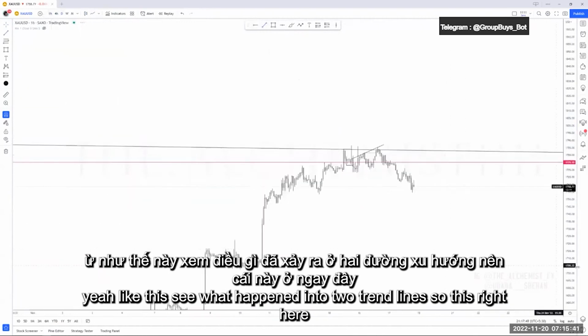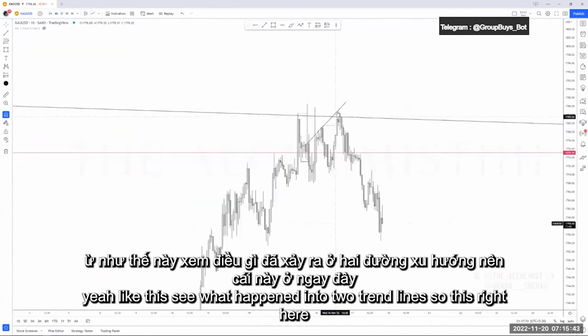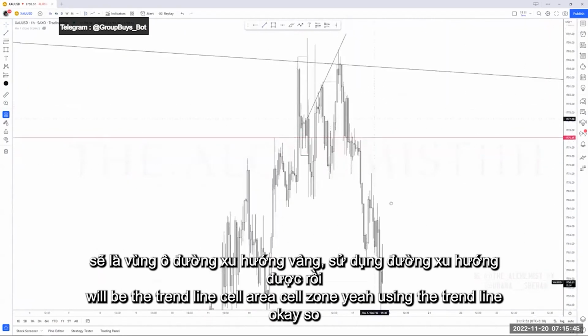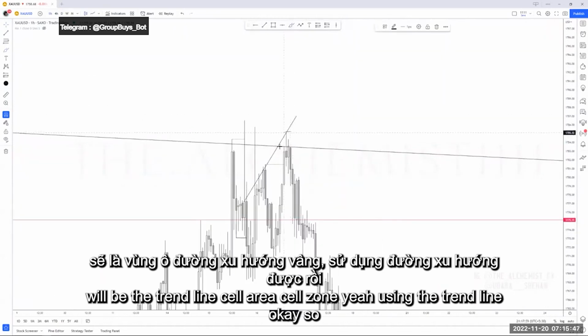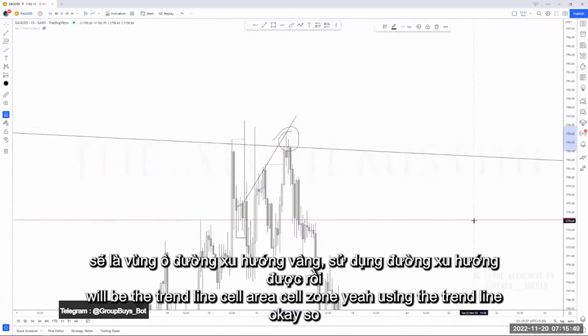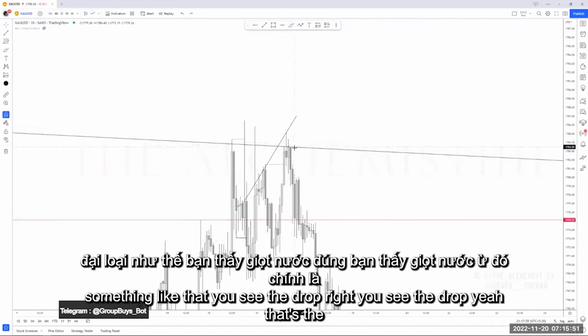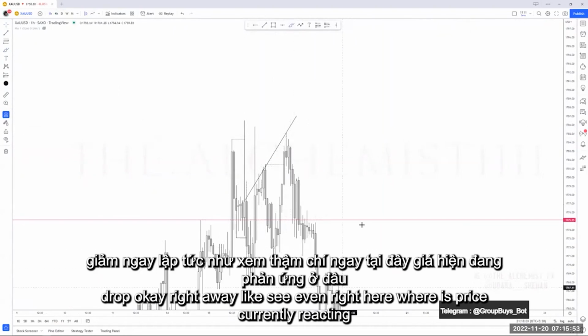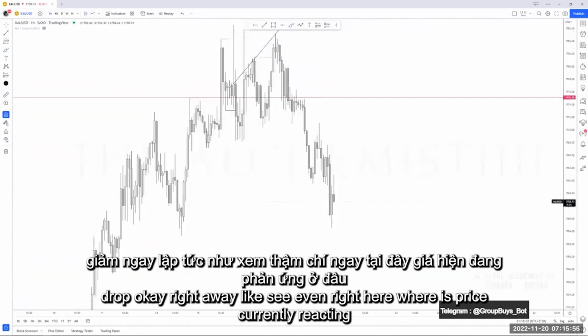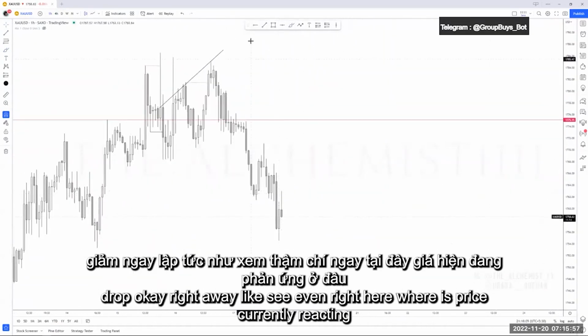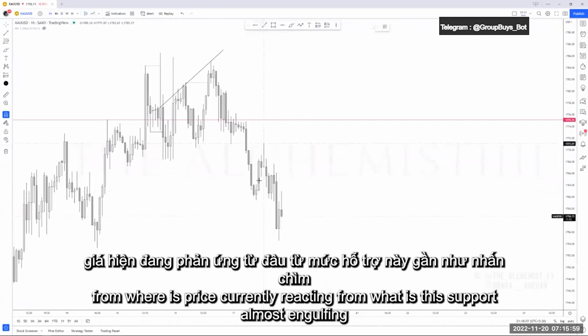Like this. See what happened? Into two trend lines. So this right here will be the trend line, the sell zone, using a trend line. Okay, so something like that. So you see the drop, right? You see the drop. Price starts to drop right away. Even right here, where is price currently reacting from?